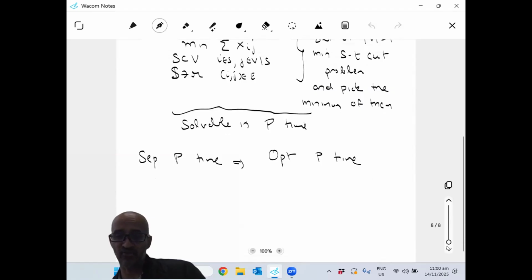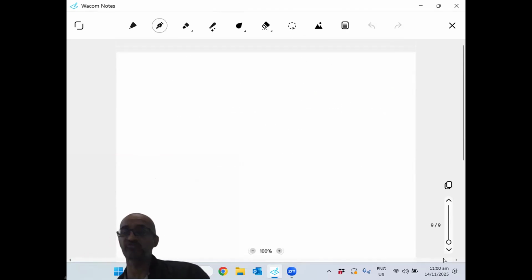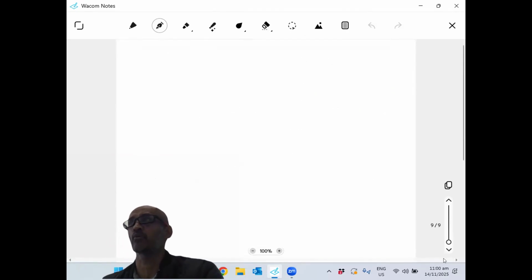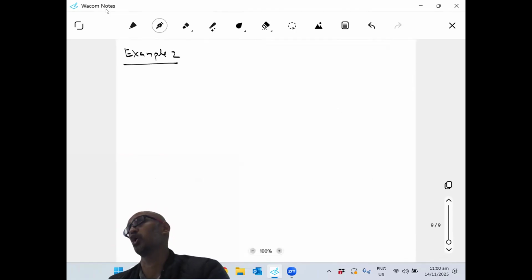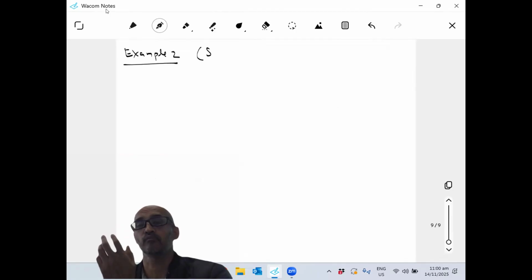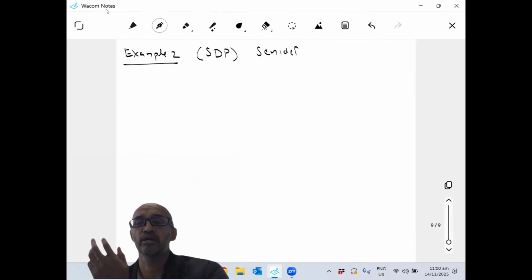A second example. I'll just show you one more example, give me 5 more minutes, then we'll take a break. So a second example, just to illustrate the idea. This is actually not a linear optimization problem. It's a semi-definite programming problem. Okay, SDP, semi-definite program. It's a very important class of optimization problems.